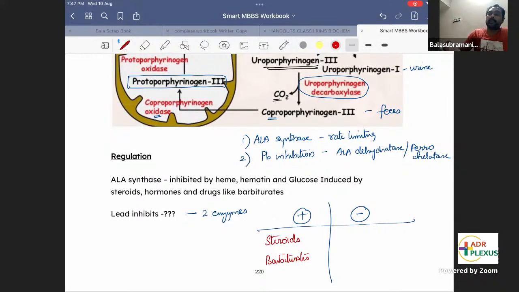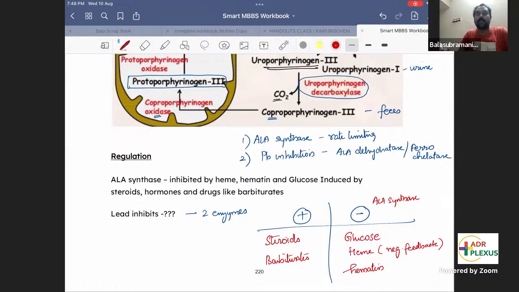Now, who are the ones who decrease the pathway? All this is by acting on the ALA synthase enzyme. So glucose, and heme by a negative feedback mechanism. The formed heme itself goes back and tells, please don't produce me more, I am already enough. And the heme degradation product called hematin: more heme means more hematin. Hematin will also inhibit ALA synthase.